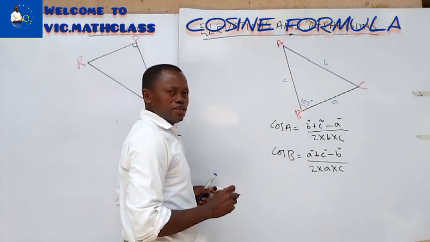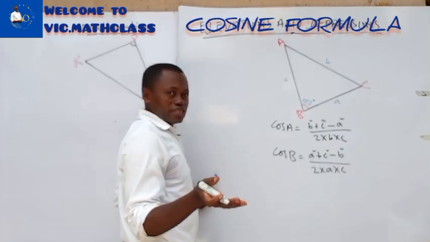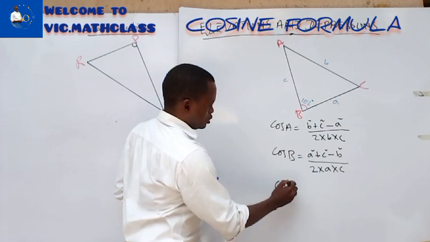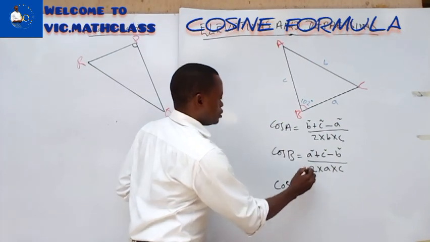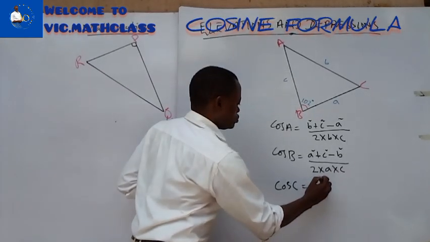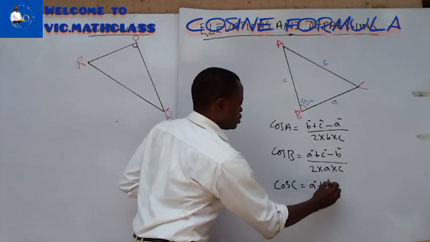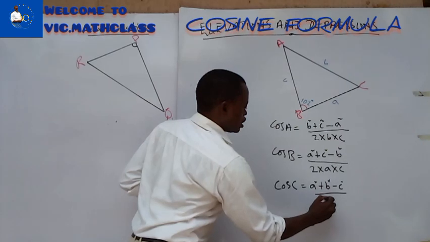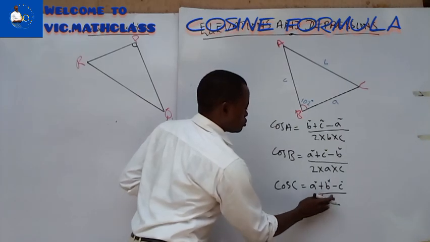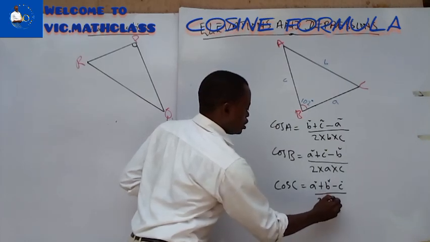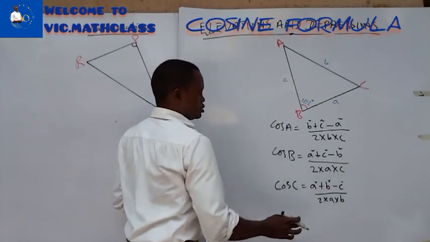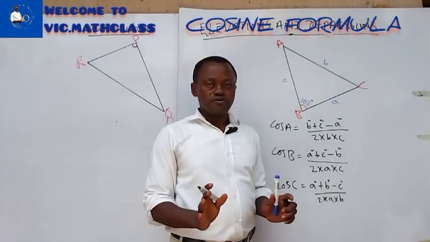Now, can you help me? Can you be able to do the next one? Look at it. It's just cos C, and I will start with a squared plus b squared. Then I will remove c squared, all over 2 times a. That is 2 times a times what? b. That is this and this. I'm sure that is well taken.